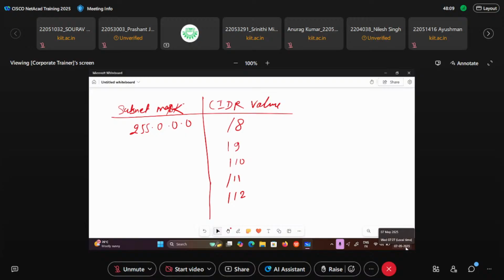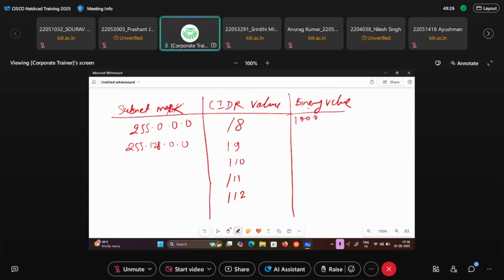For the /8, everybody knows that the bits are 1 and the remaining bits will be 0. So here it will use 255. In this case, all the bits you have to make 1. That will become the first octet. So I have to make all bits 1: 1, 2, 3, 4, 5, 6, 7, 8. Right? So it will become 255.